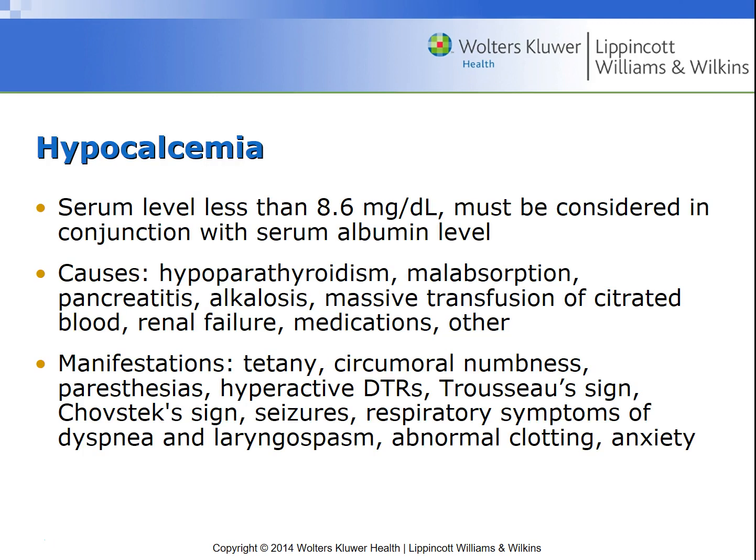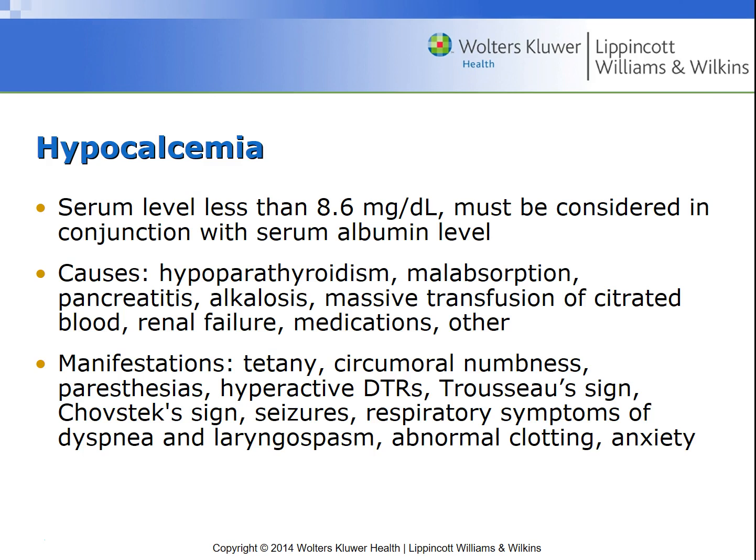So hypocalcemia, serum level is less than 8.6, must be considered in conjunction with serum albumin level. Causes could be hypoparathyroidism, malabsorption, pancreatitis, alkalosis, massive transfusion of citrated blood, renal failure, and medications.